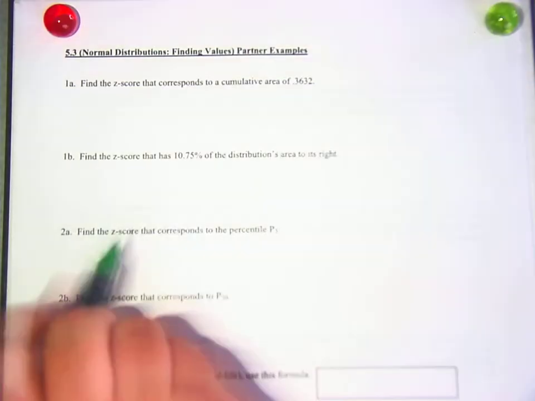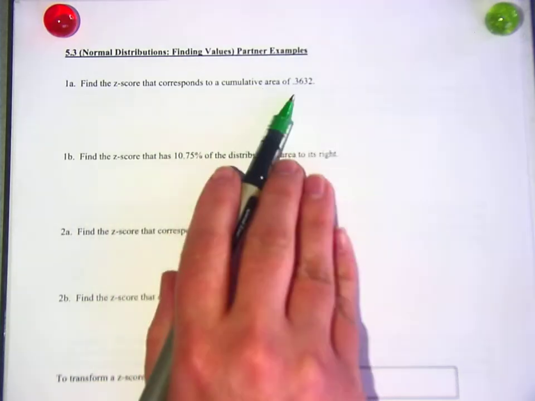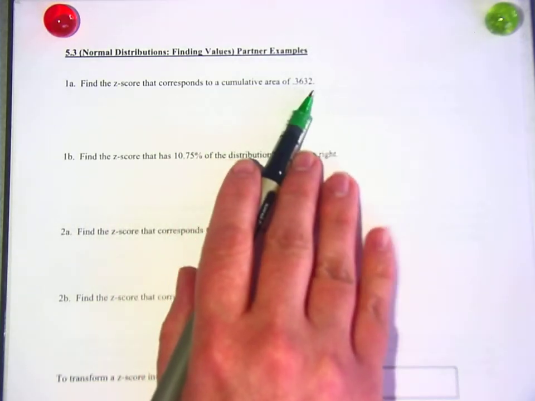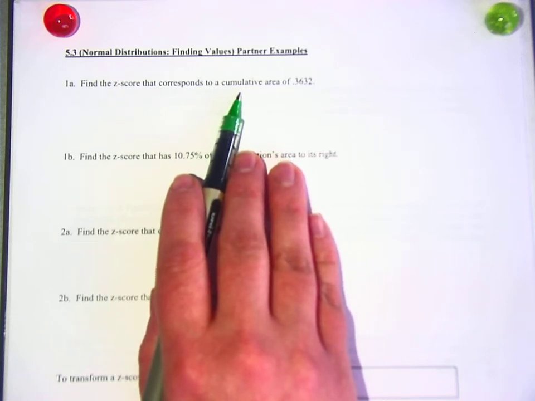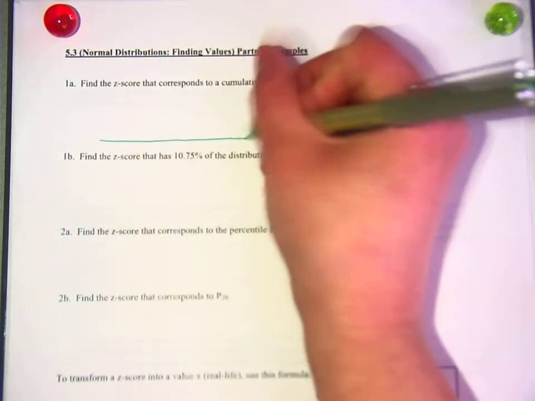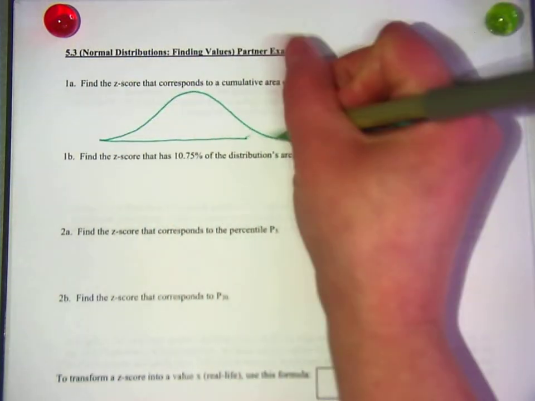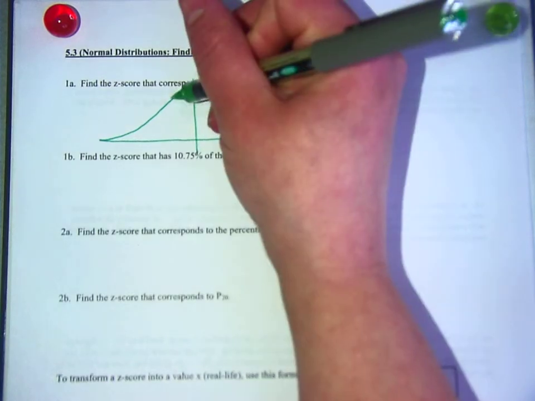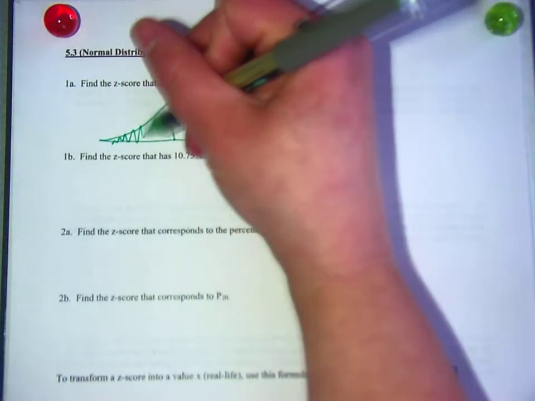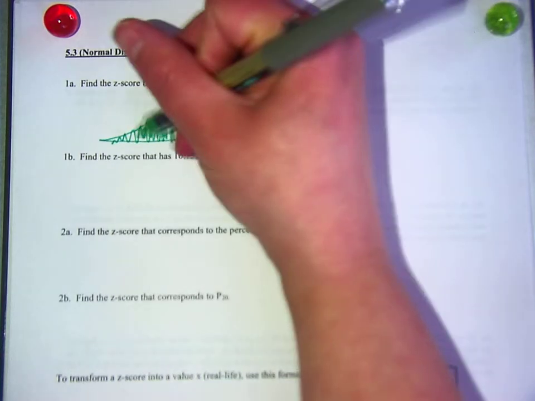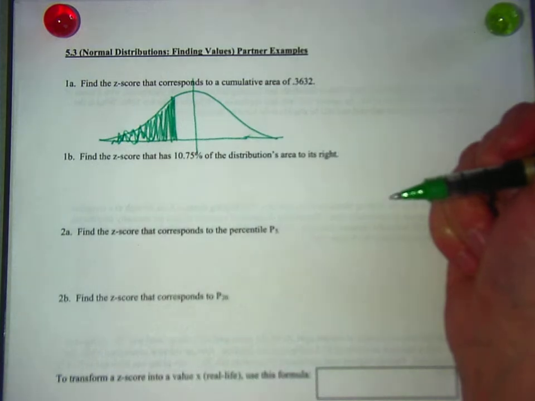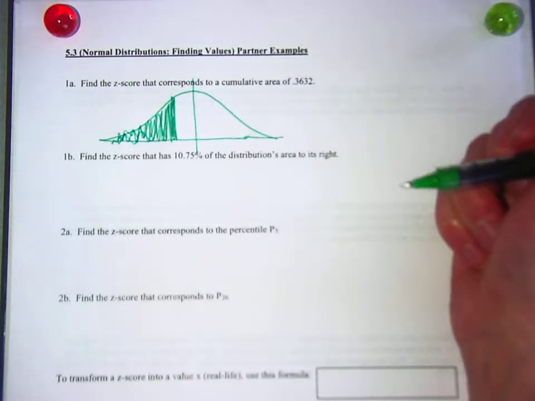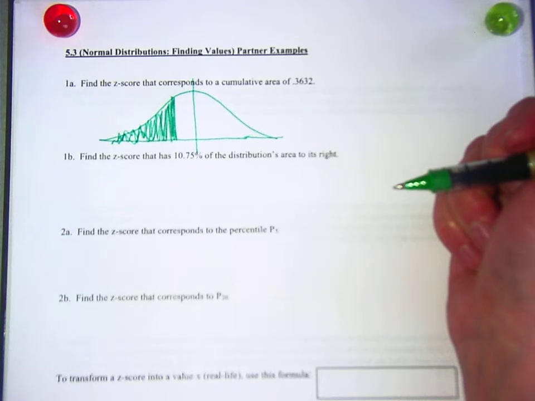Okay. We have to find the z-score that corresponds to a cumulative area of 0.3632. When it says cumulative, does that mean left or right? Left, because, yep, from the least to the greatest. So if we draw a quick picture, 50% would be in the middle, so this would be like this much. What should we expect this to probably be? Just take a guess. What's the z-score going to be? What did you say? Negative 0.35? Sure.